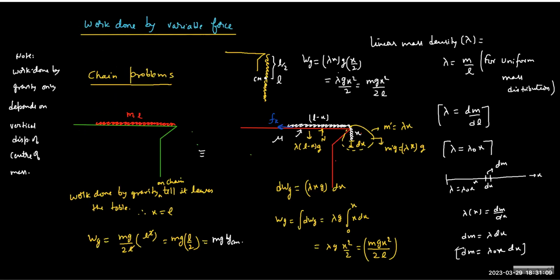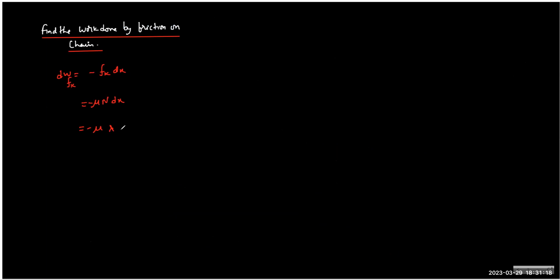So how much chain is on the table when it is descending by x? Tell me. L minus x. L minus x, right? It is lambda into L minus x, am I right? Into g, that is mg, mu mg, correct? Do you realize that the normal reaction will be the weight of the part of the chain on the table? Yes, sir. And you can clearly see the normal reaction here is variable, isn't it?